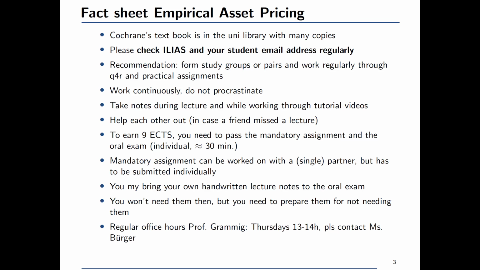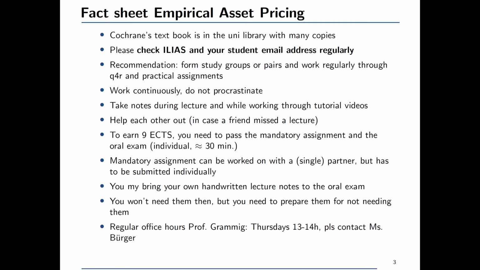The helping each other out thing I mentioned already. In case a friend missed the class, help him or her by sharing your notes, going through the lecture with your fellow student, your friend. Maybe don't lend all the material because it might get lost. Take a copy of the material together with your friend and help each other. It's kind of important to do that.